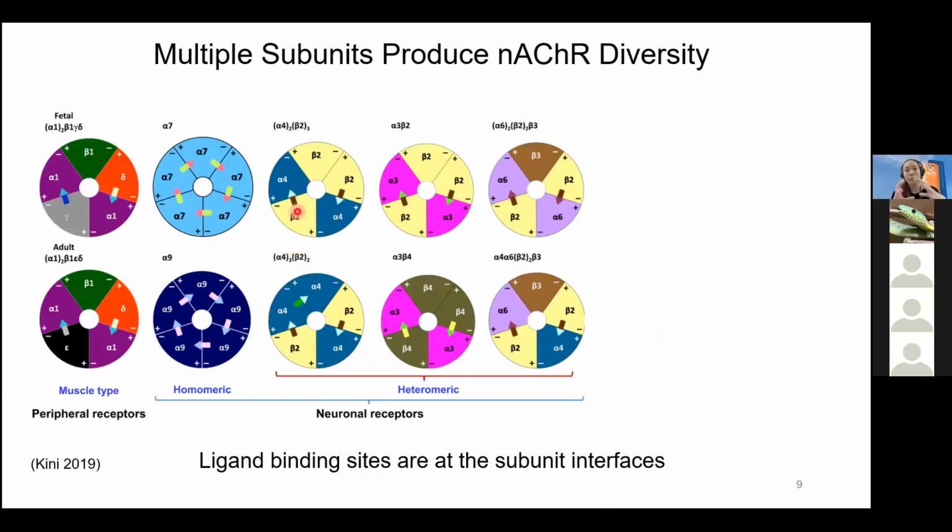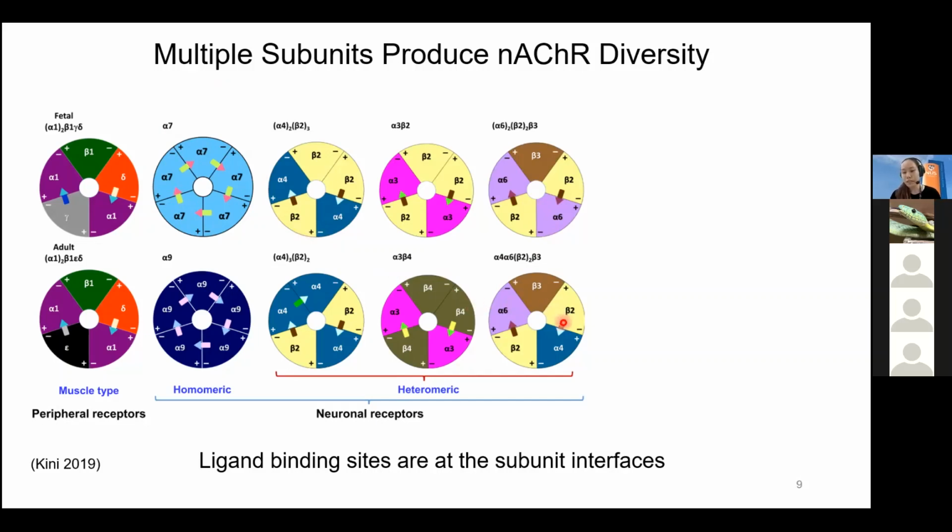Because multiple different types of subunits can be combined to form one receptor, subunits combine in different ways to produce nicotinic acetylcholine receptor diversity. On the left over here, you have the muscle-type peripheral receptors, which are located at the neuromuscular junction. These are made up of alpha, beta, delta, and gamma or epsilon subunits. Then on the right, we have the neuronal receptors, which are located in the central nervous system. These can be homomeric, with only alpha subunits, or heteromeric, which contain both alpha and beta subunits.